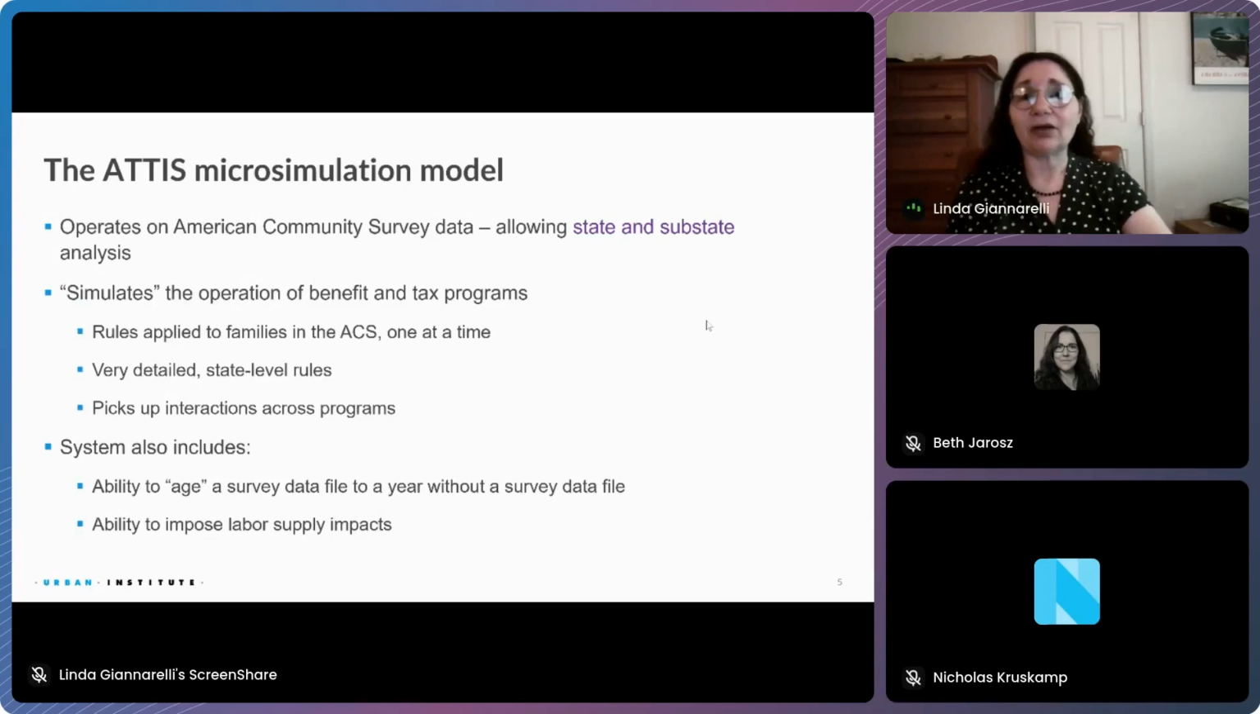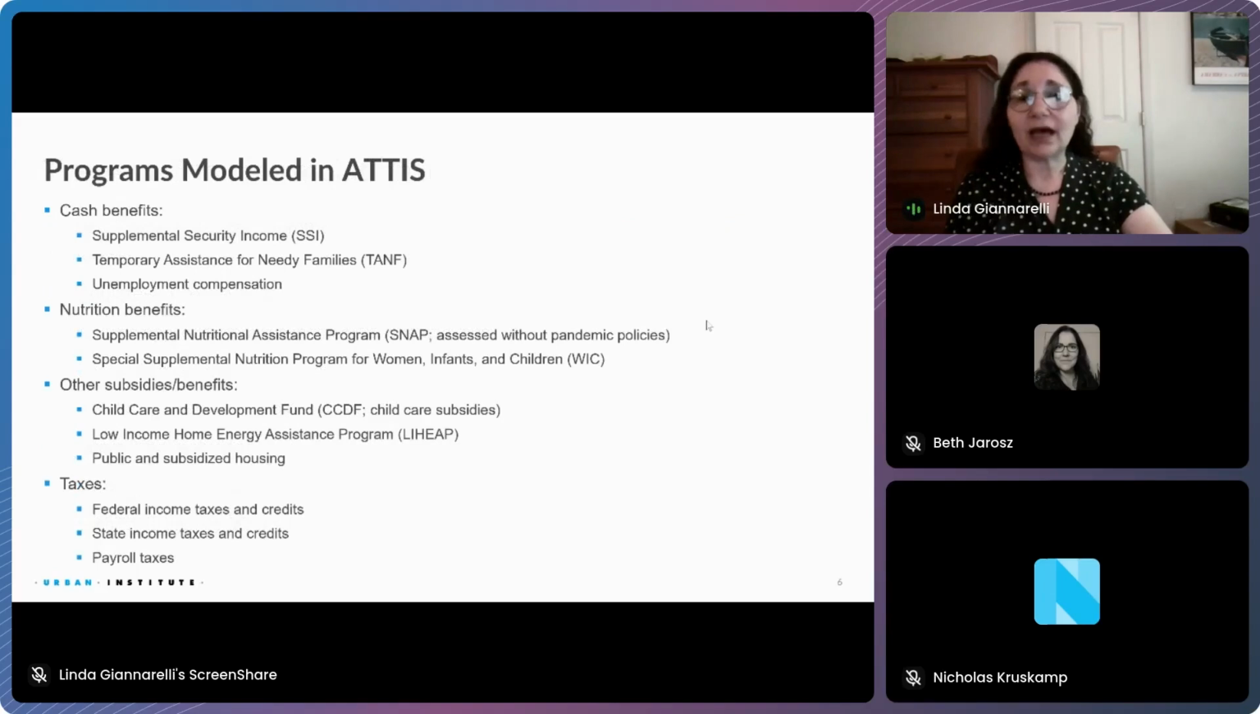Very, very detailed model, including state level rules as well as national, and picks up interactions across the programs. The overall system also includes the ability to age or project a survey data file to another year. And it also includes the ability to impose externally established labor supply impacts. Very comprehensive model. It covers all of the cash benefits, nutrition benefits, other subsidies, and tax programs that you see on this slide. I will just give you a moment to skim. So it picks up all of those programs, their national and state rules, and their interactions.